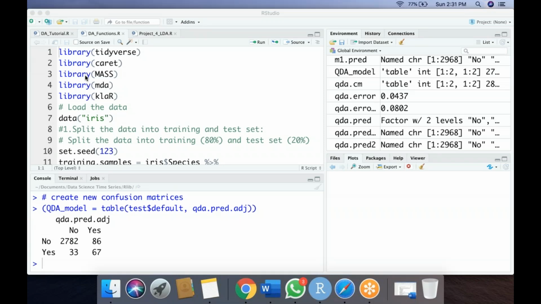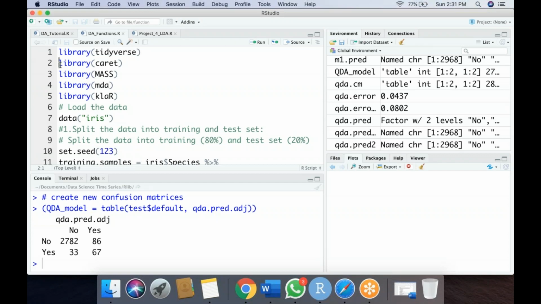So I would request you to kindly install these packages: MASS, MDA, and KlaR. And what we'll do, we will do two to three things today.